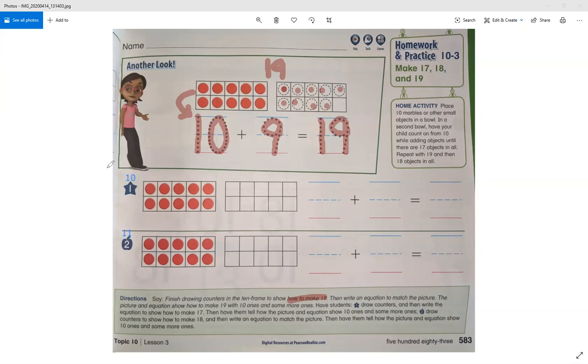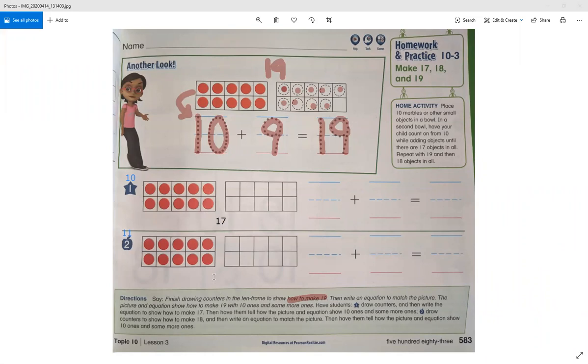So that's what you're going to do down here. I'll type something for you guys. Okay, so for number 1, remember you're doing this all by yourself, so you need to draw your 10 frames for number 10 and 11. Remember, we're not calling this number 1, we're calling this 10 and 11. So for this first one, it says draw counters, then write the equation to show how to make 17. So for this one, you're trying to make the number 17. So you need to show how to make 17 for this one.